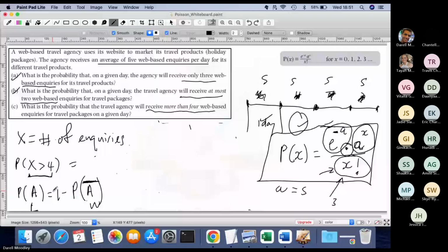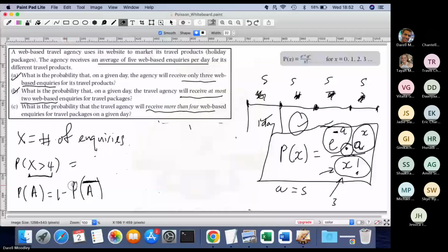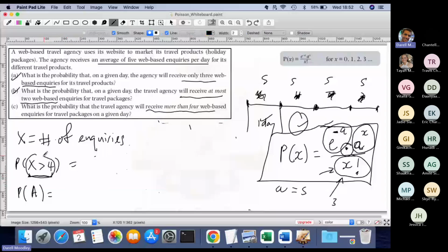Check the chat. Good? Okay. All right. So that's what I'm going to do here. I'm going to let this entire thing here in the bracket, instead of saying x greater than 4, I'm just going to say A. I want to call it A. So if I want the probability of A, I need to work with 1 minus the probability of not A. That's what I want.